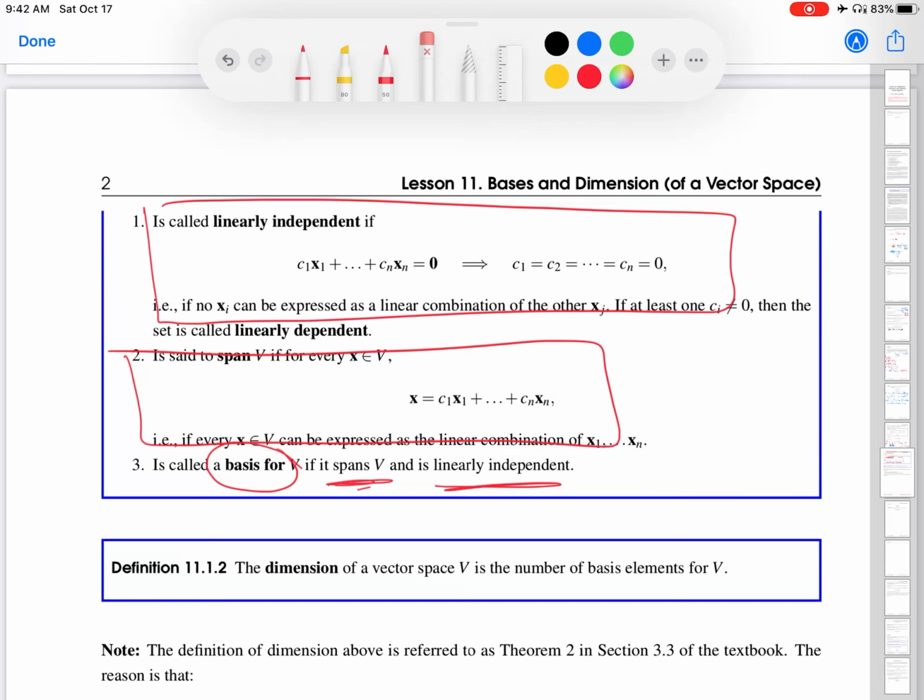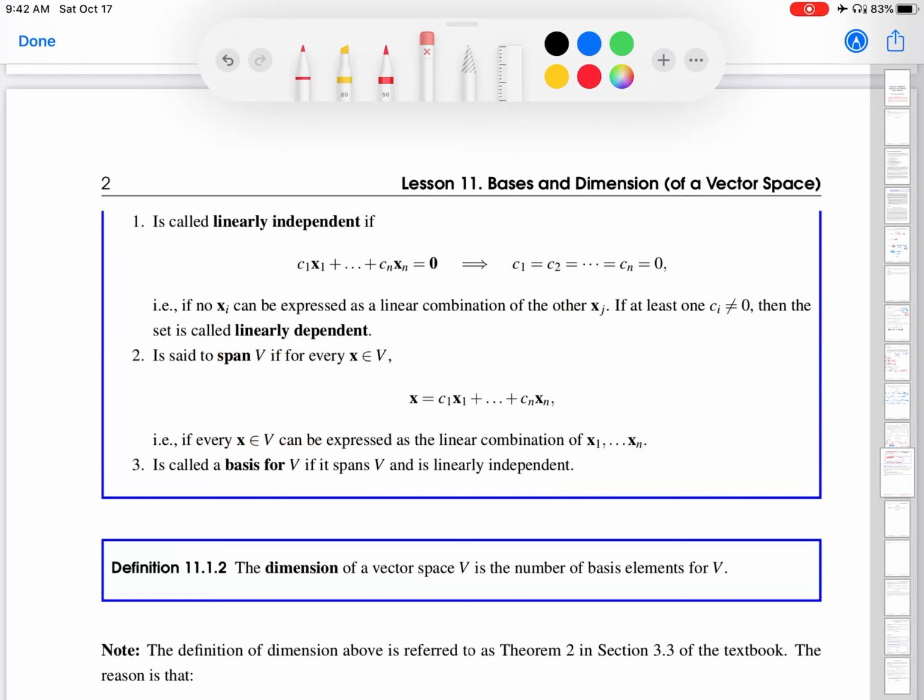And what is linear independence? I want to make sure that no vector can be written as a linear combination of the other ones. And I check that by forming a linear combination right here, setting it equal to the zero vector, and showing that the only solution is all zeros for the c's. Because, why does that show linear independence?